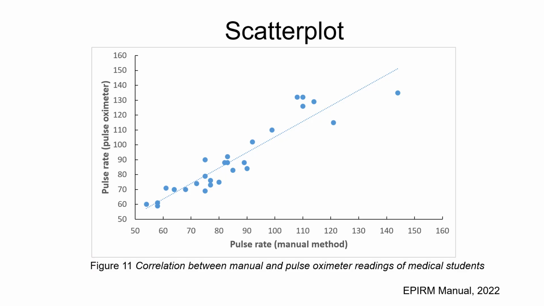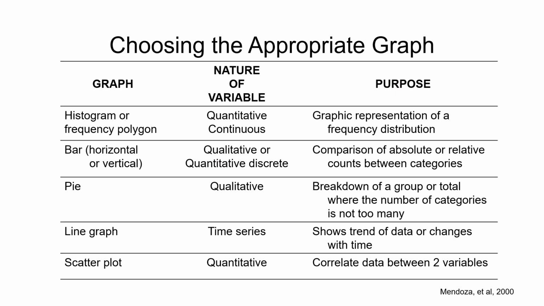To show the relationship between two quantitative variables, preferably quantitative continuous variables, a scatter plot is best. A perfect upward straight line indicates a direct, positive, high, and significant degree of correlation between the variables. The quantitative continuous variable is pulse rate, taken using the manual method and via pulse oximeter. This is a summary of the type of graph, the nature of the variable, and its use.